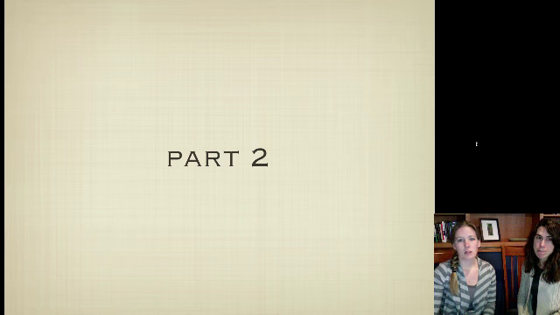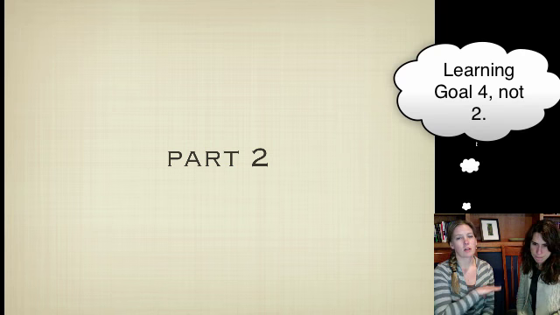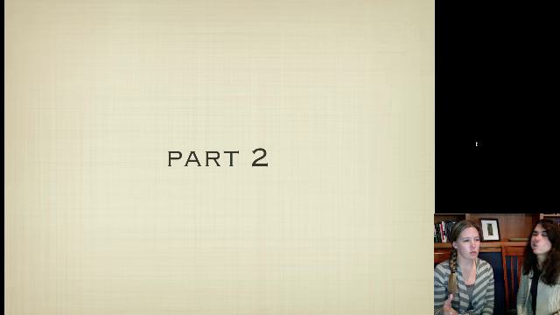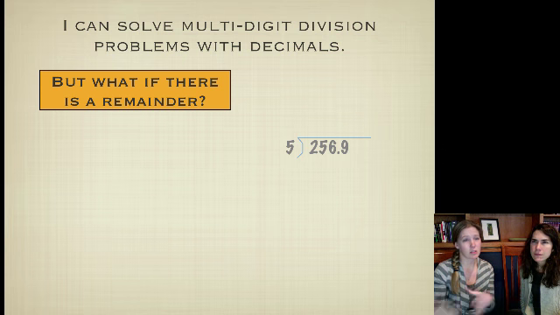So we are still on learning goal 2, which is dividing with decimals. Now we're going to do a part 2 because there are still a few more quirky things about dividing with decimals that you need to learn. The first one is, what if you end up with a remainder? When you have decimals, you don't really have a decimal and a remainder. The remainder is the decimal. So we're going to talk about what you do when you come across that problem.